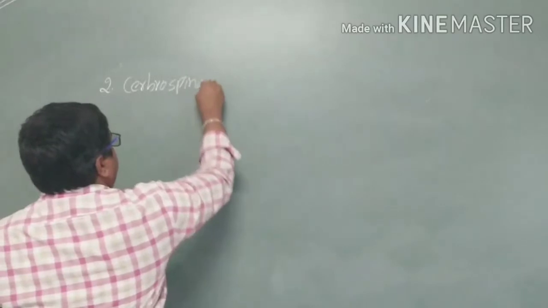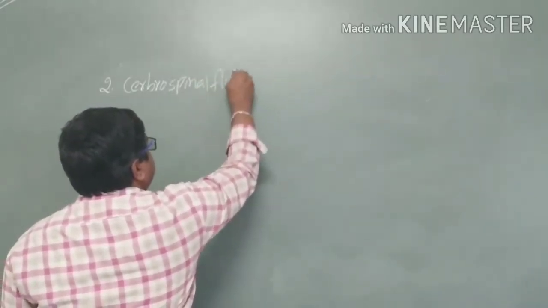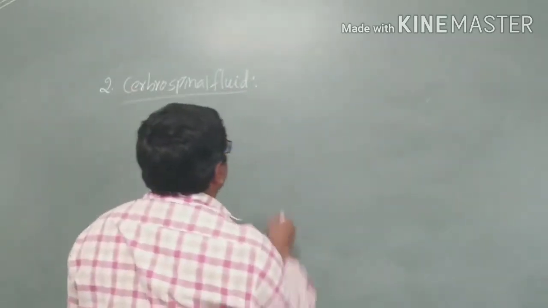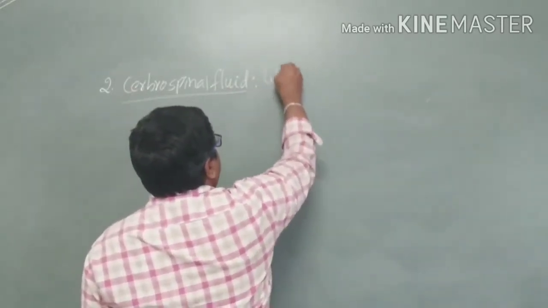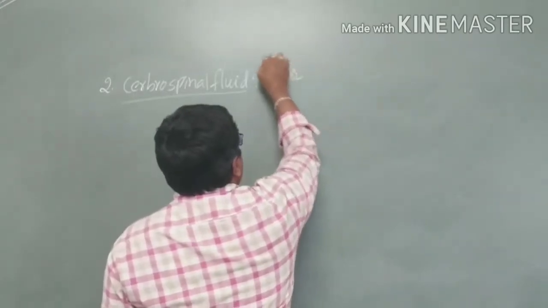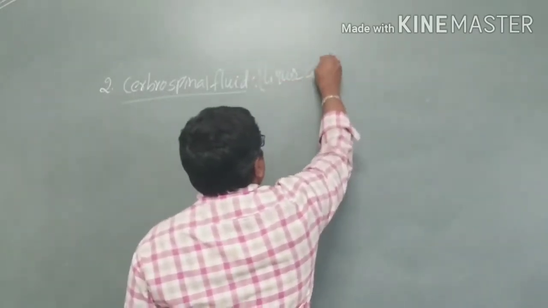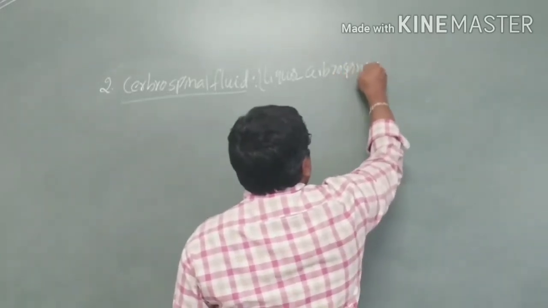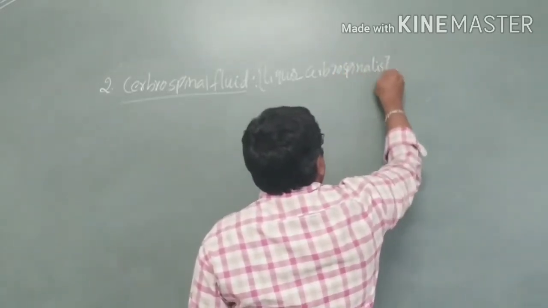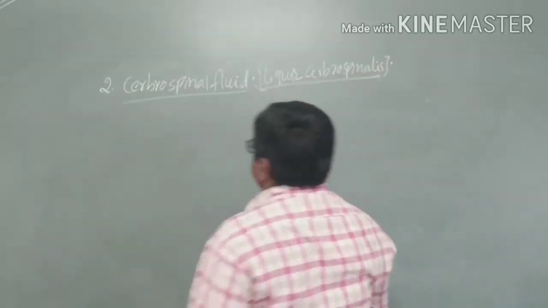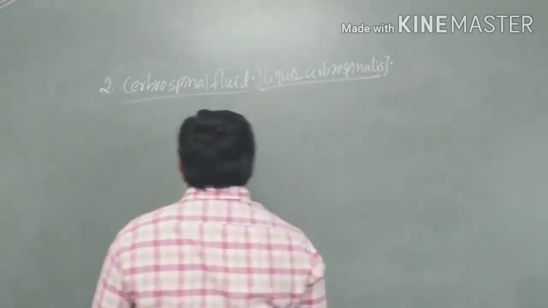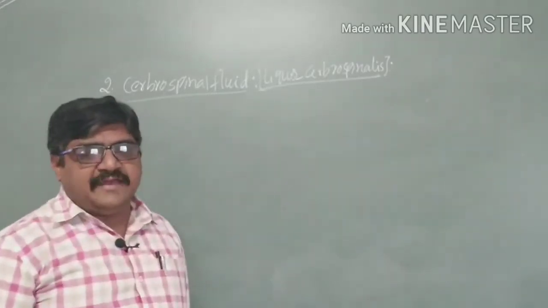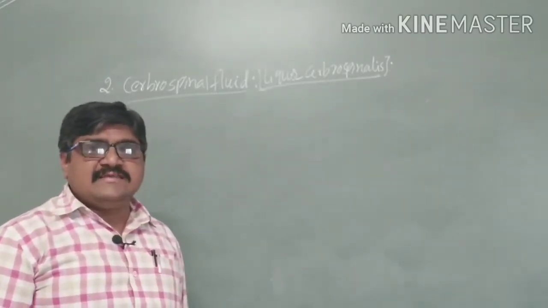Cerebrospinal fluid. The second one is the cerebrospinal fluid, or otherwise it is called liquor. It is also called liquor cerebrospinalis. That means cerebrospinal fluid is also called liquor cerebrospinalis.